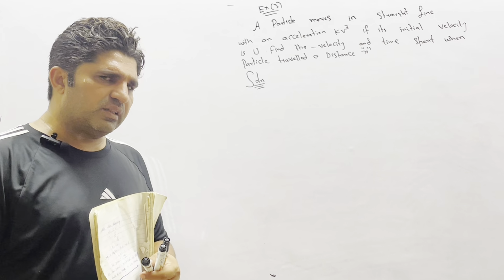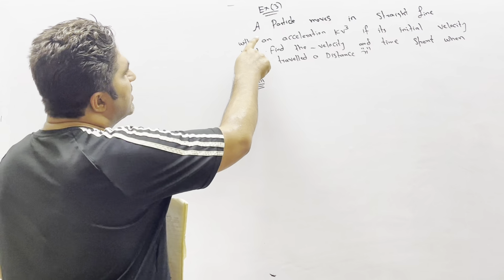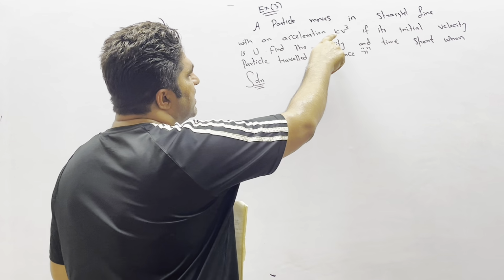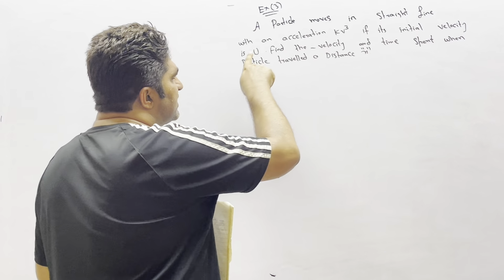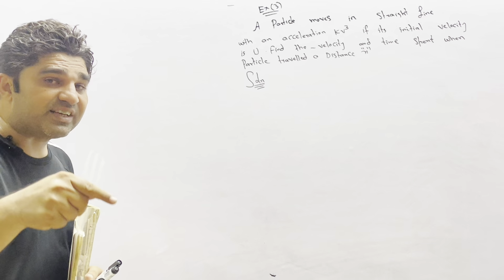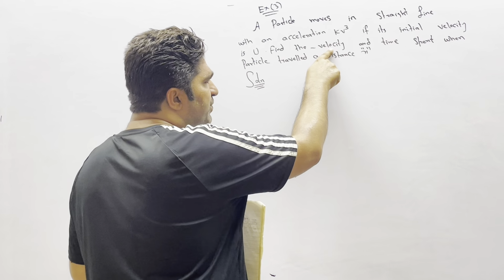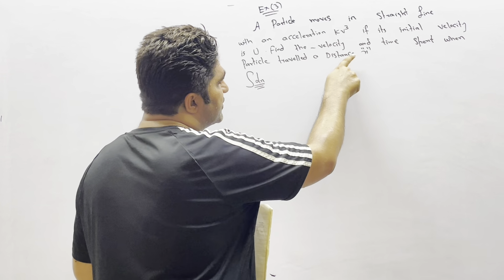Okay, and now today we are dealing with another example. A particle moves in a straight line with an acceleration kV cubic. If its initial velocity is u, it means acceleration is given as kV cubic and initial velocity is u. Find the velocity and the time spent when the particle travels a distance x.